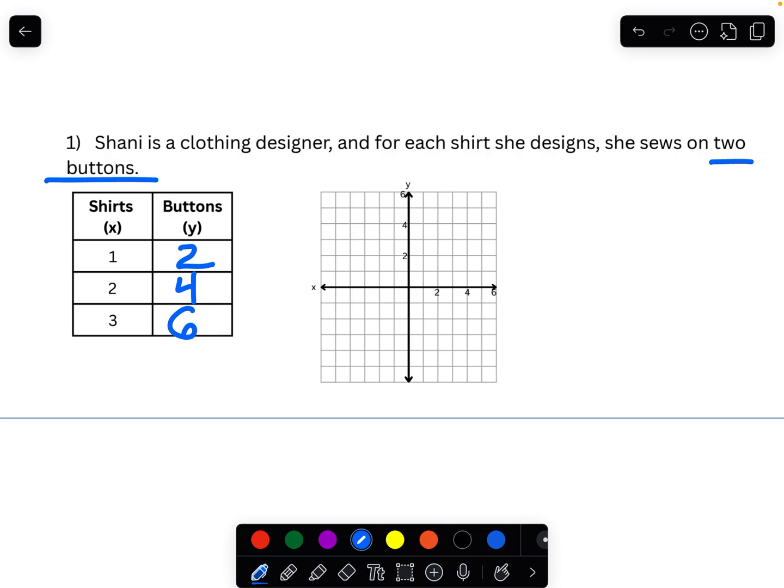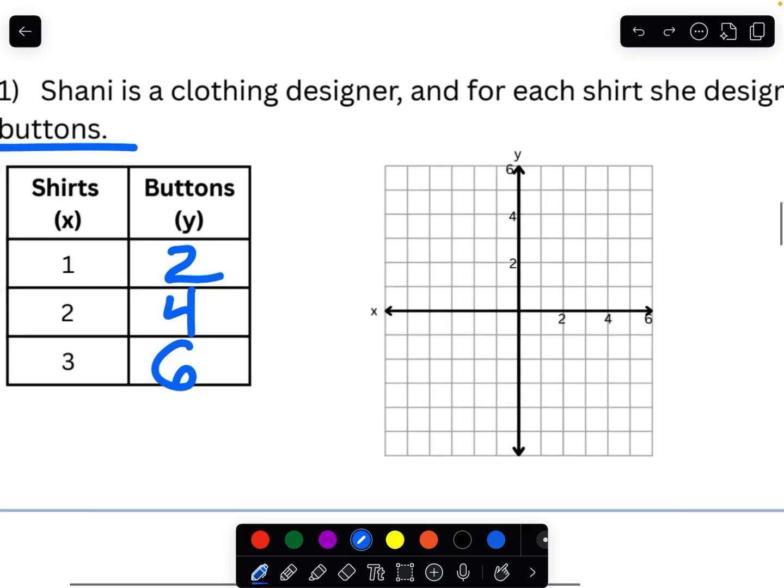We have a constant rate of change, which is 2. So it's not like one shirt has 2 buttons and the other one has 10. It's just a constant. Each shirt has 2 buttons. And so we've got a proportional relationship here and a linear function that we can plot on a graph.